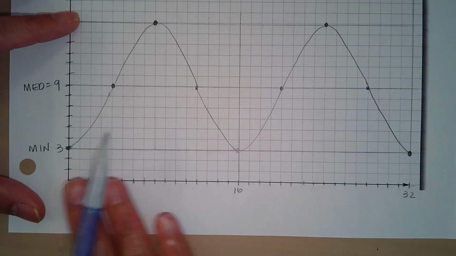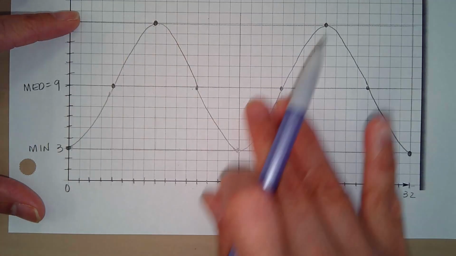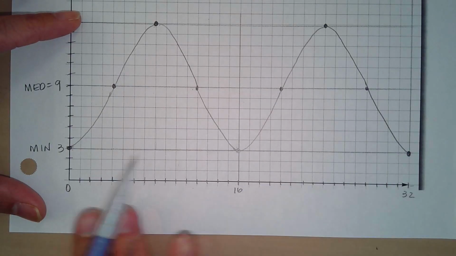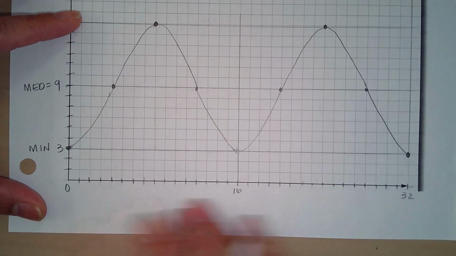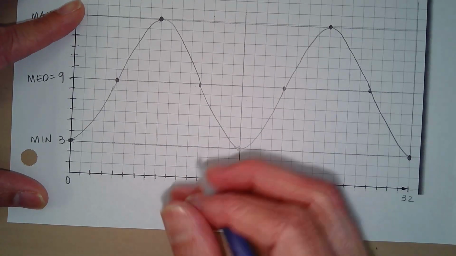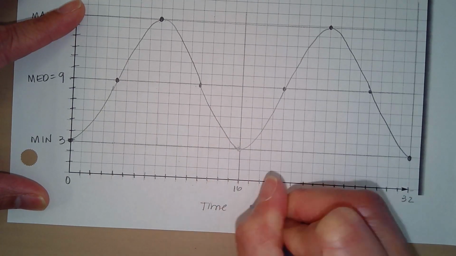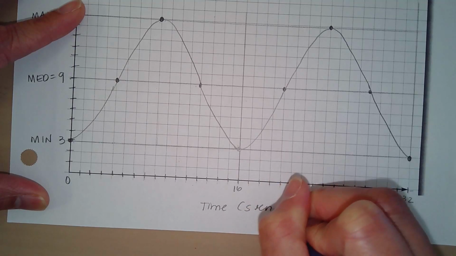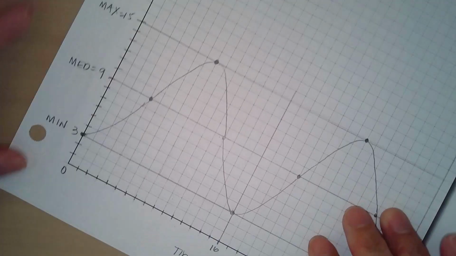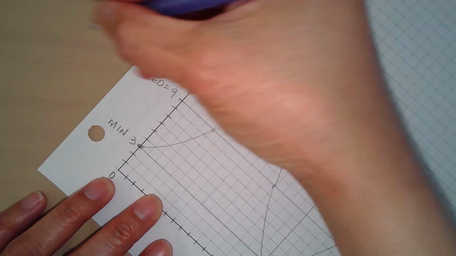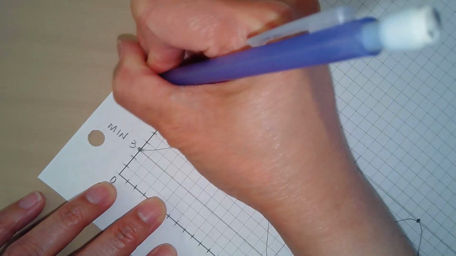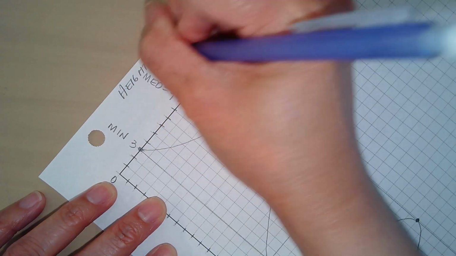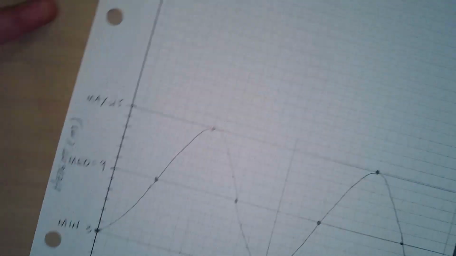Sketch the function. So we're not quite finished. We did the two graphs, like we did two cycles, but we have to name our x-axis here. So this is going to be time in seconds. And this is going to be height in meters.